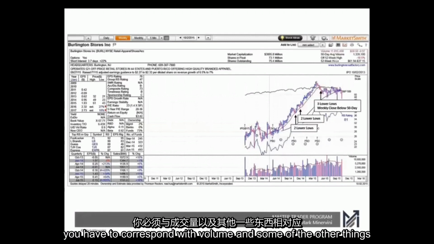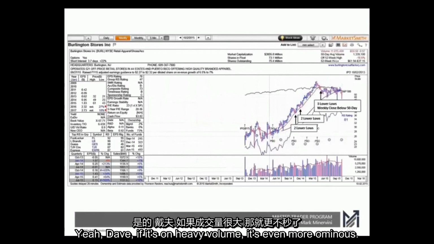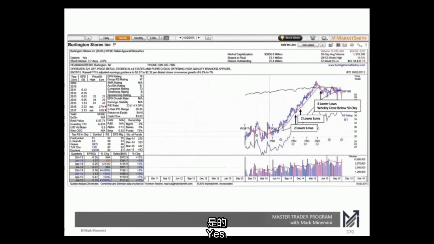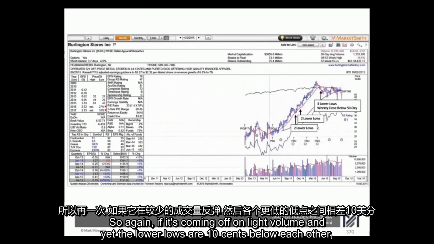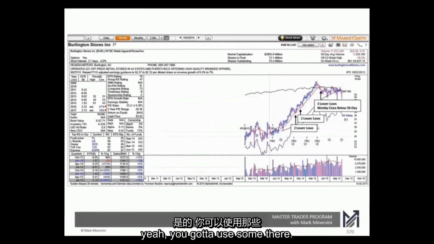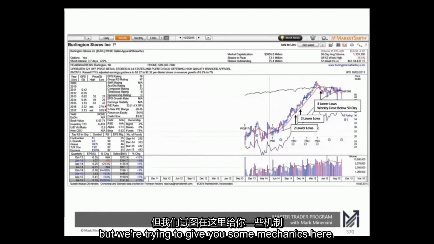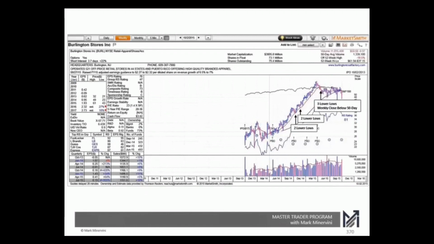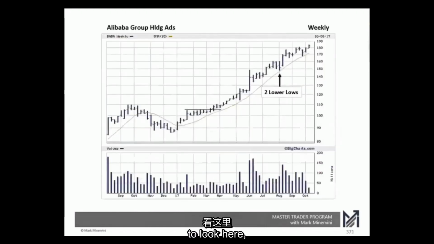So you have to correspond it with volume and some of the other things. David, if it's on heavy volume, it's even more ominous. Yeah, of course. So again, if it's coming off on light volume, and the lower lows are 10 cents below each other, you've got to use some judgment. It is somewhat subjective, but we're trying to give you some mechanics here. So again, let's take a look here.